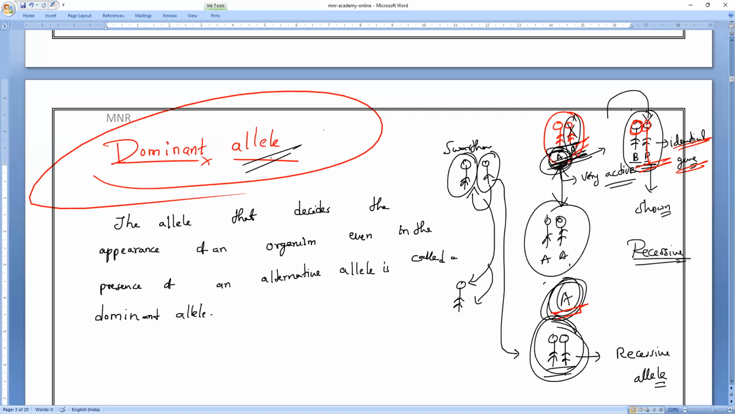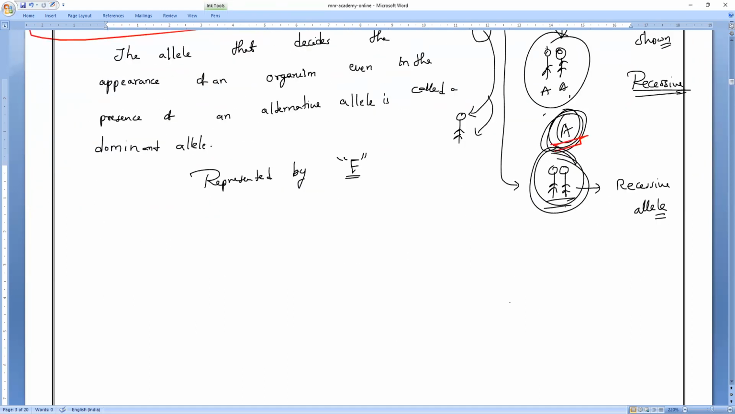Okay, everybody. It is always represented by a capital F. Please note it. So the representation of a dominant allele is capital F. Any kind of character, if you are representing it with a capital letter, it is called dominant. If it is a capital letter, it indicates it is the dominant allele. Note it. Clear, everybody? All of you understand?